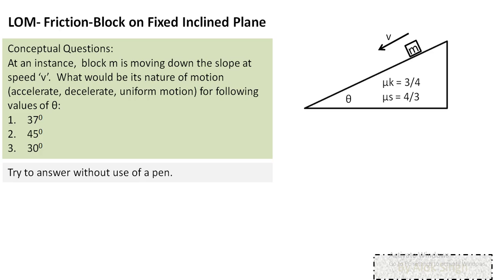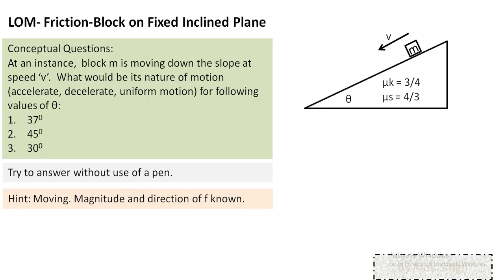So try to answer without use of pen. This is a fairly simple question. Hint: the moment we see the block is in motion, the nature of friction will be kinetic. And the moment we say the friction force is kinetic, both magnitude and direction of friction force is known. So I can draw the free body diagram and we can solve the rest of the question using the free body diagram along the x-axis.